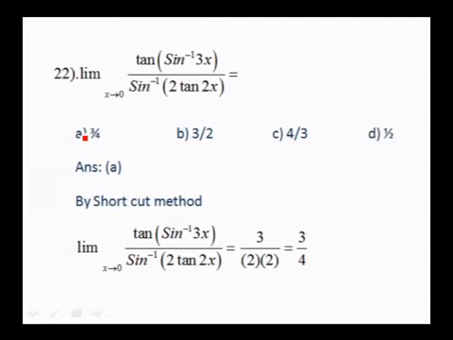So here also it is the same. It is tan sin inverse 3x, sin inverse of 2 into tan 2x. The answer is 3 over 2 into 2. So 3 over 2 into 2, 3/4. So whenever such problems come, just write the numbers and you get the answer by the shortcut method.